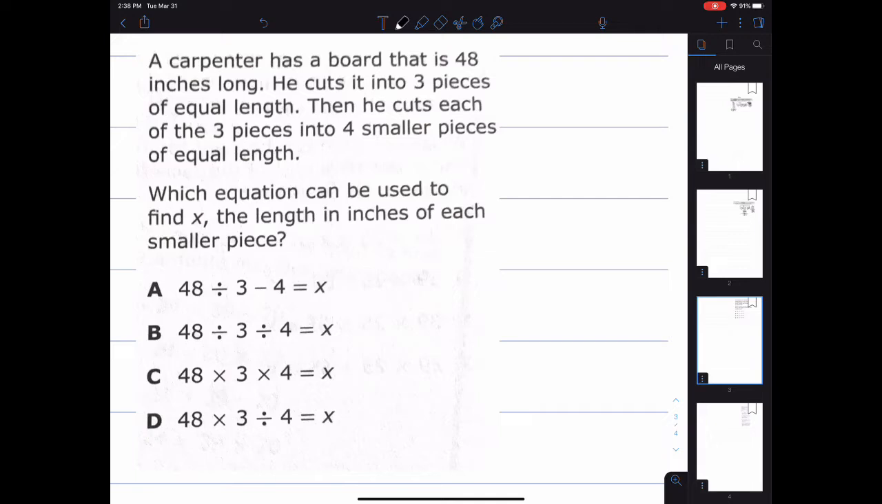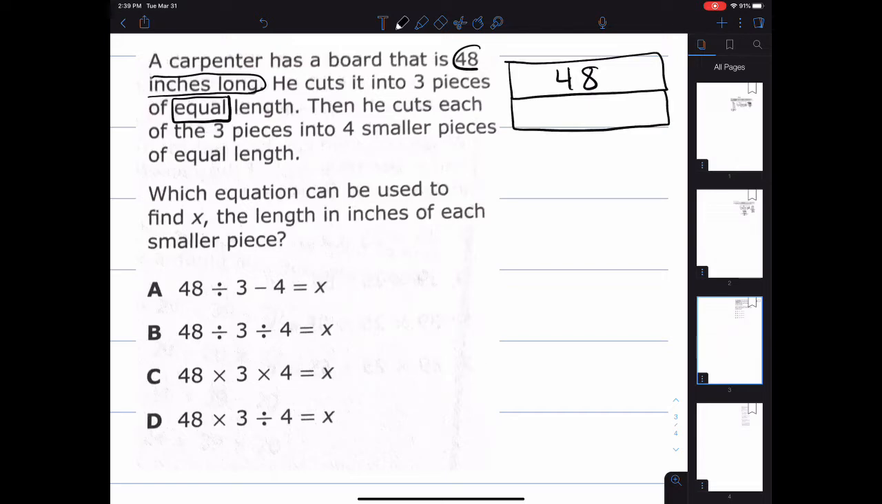It says a carpenter has a board that is 48 inches long. That is my total. So I'm going to go ahead and make a strip diagram. I'm going to put 48 as my total. He's going to cut it into 3 pieces, and they're all equal lengths. Now, equal is a key word. That means equal groups. So I know that tells me I'm going to do one of 2 things. I'm either multiplying or I'm dividing.